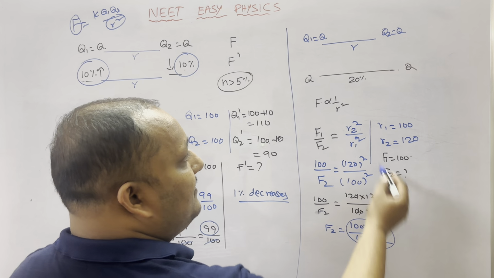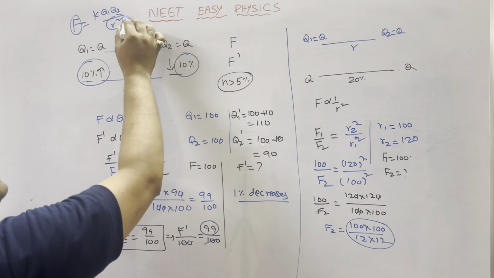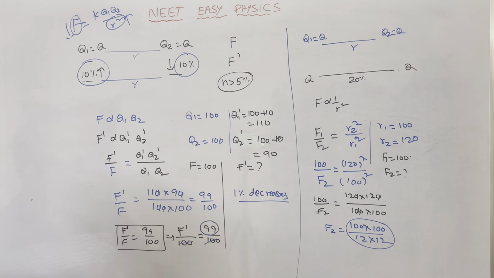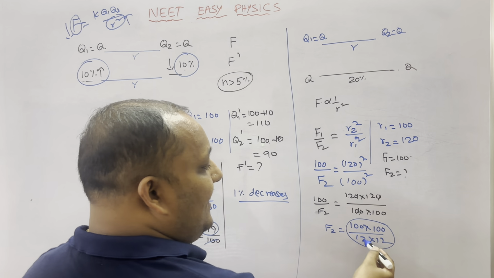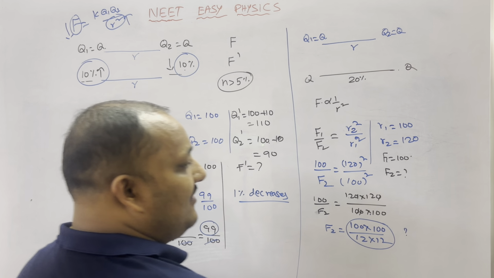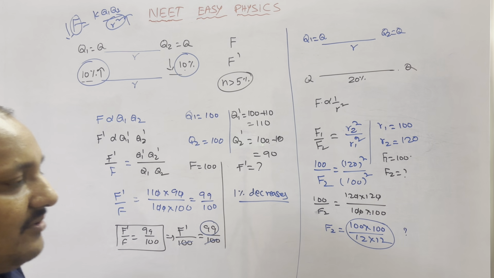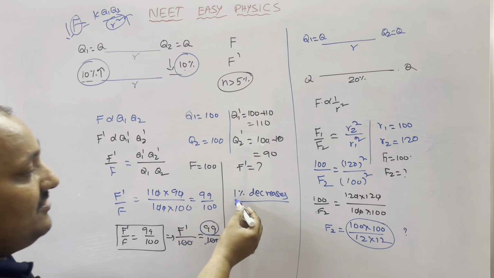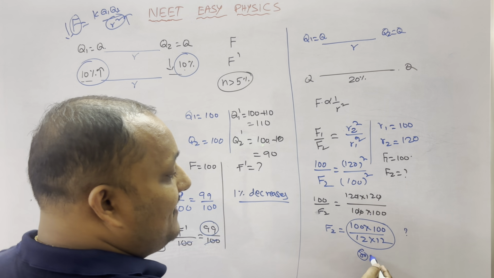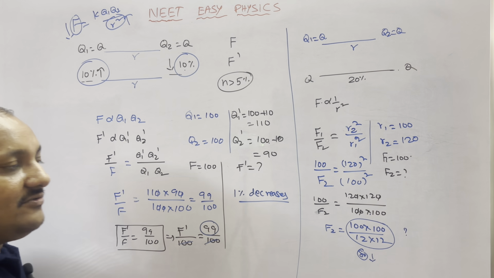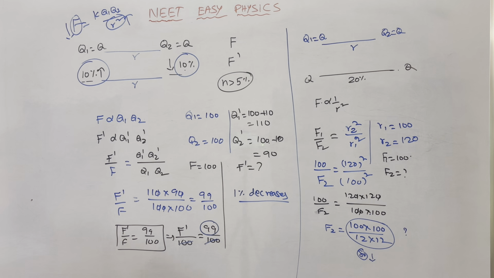So after getting here, see, the distance is going to increase. Then what happens? Force is going to decrease. After calculating this value, you will get some value here. That value will tell how much percentage is going to decrease. If you got, let us assume, 80, then how much percentage? 20% is going to decrease. Just calculate and see how much you got as the answer.